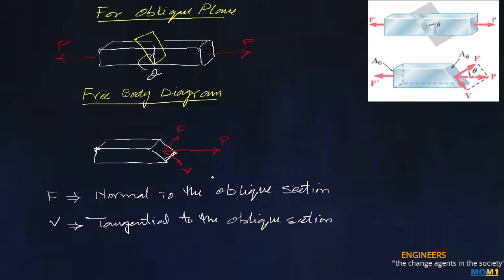Now the point to note is that because of the oblique cross section, the same force is divided into normal and tangential or shear force components. The overall force remains the same. P is going to be equal to F plus V, the shear component. As a result, the axial force is converted into the normal component that will produce the normal stress, and the shear force component will produce the shear stress.